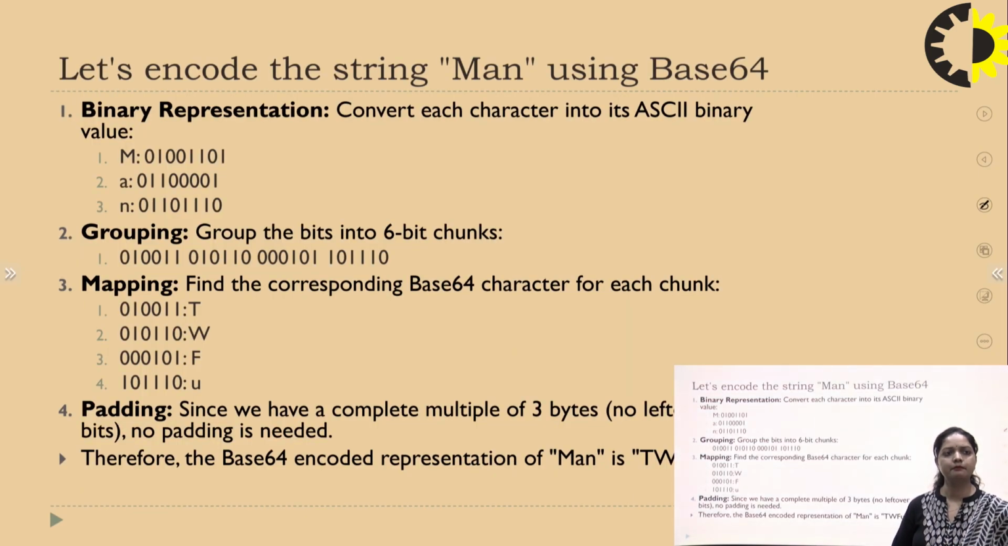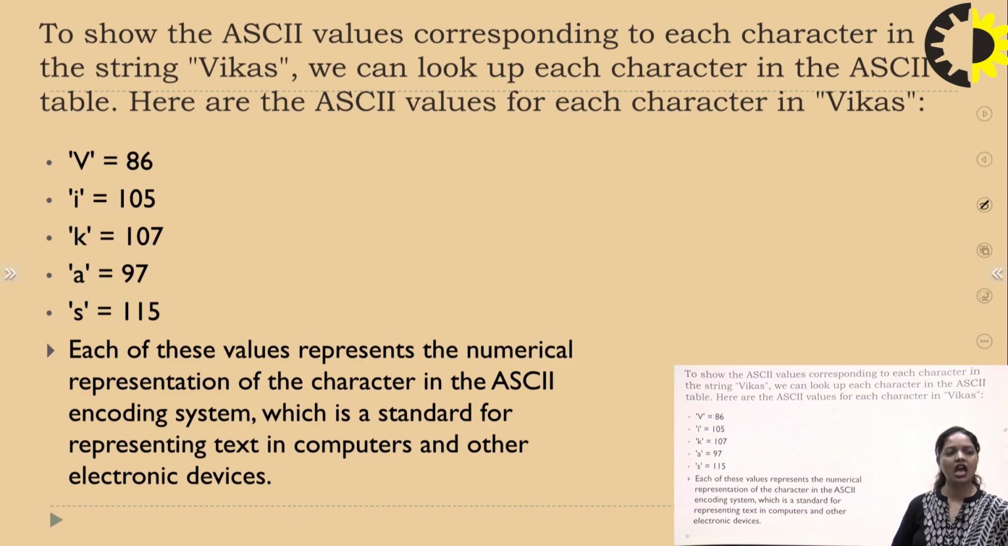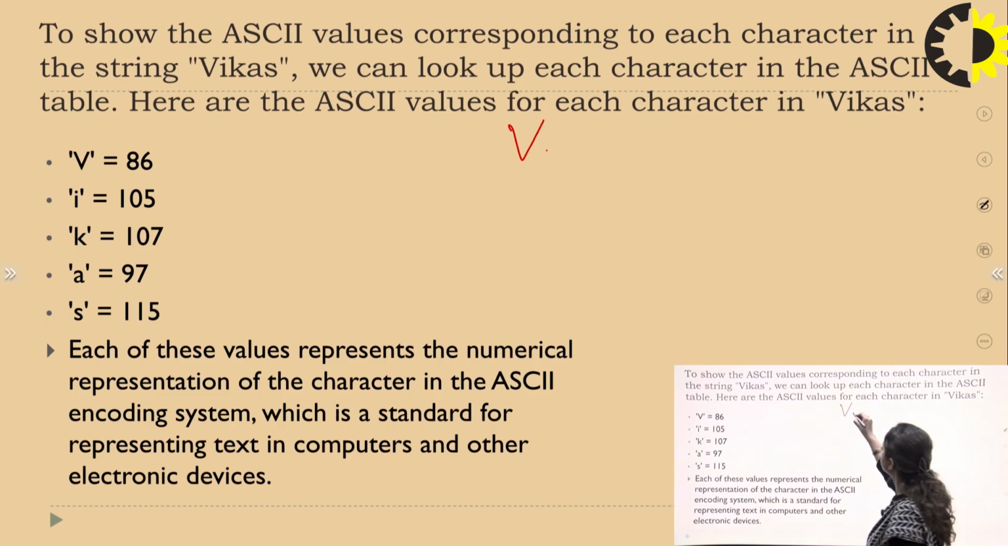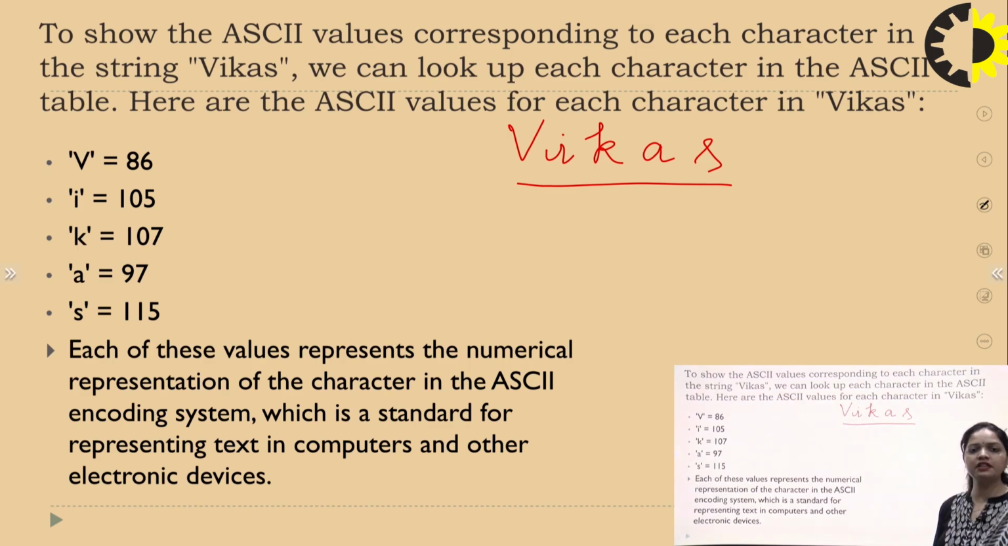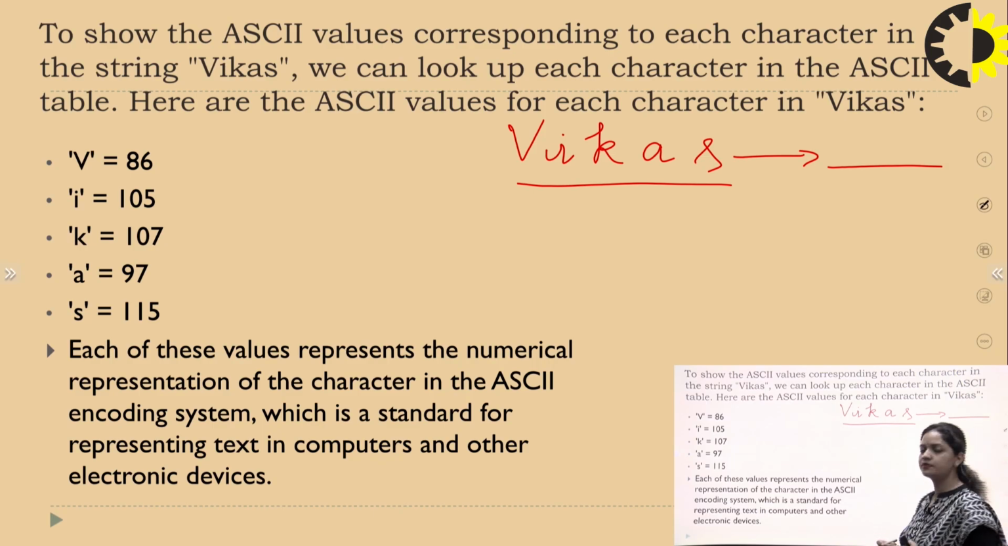So let us take an example. In this example, we have a word Vikas: capital V, then small i, then small k, a and s. Now we want to encode this, to encrypt this using base64 encoding in Java. When its encoded form is converted, this data is transferred on the network and then received by the receiver. Now how will this encoding be possible using base64 encoding in Java?